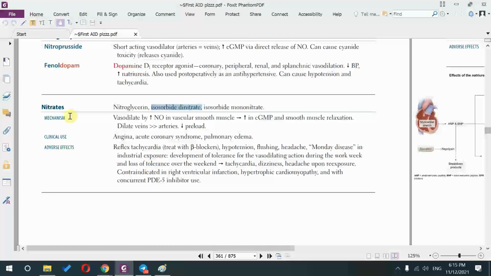So mechanism, it vasodilates by increasing the nitric oxide in the vascular smooth muscles. We just spoke about the cyclic GMP and smooth muscle relaxation leading to dilatation in veins more than artery. Guys, when you dilate the veins, you will have less preload or more preload? Think logically. Yes, because when you vasodilate, there will be pooling of the blood inside of the veins. Thus, you will have less preload going to the heart. Is it a good thing or a bad thing?